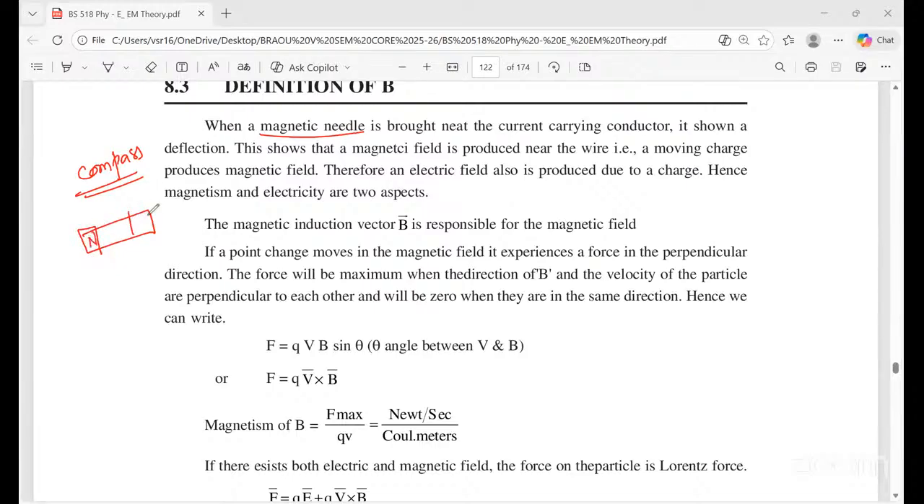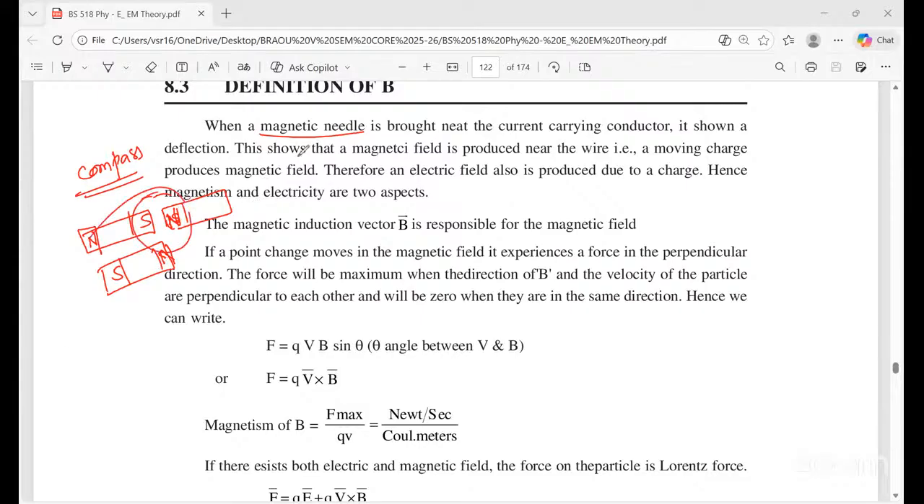If it is a north pole, this is the south pole. These are the bar magnets. Whenever you place south and south, there is a repulsive force. That means a deflection should be in the anti-clockwise direction. If you place the south and north pole, moving towards the south, there is an attraction between them.